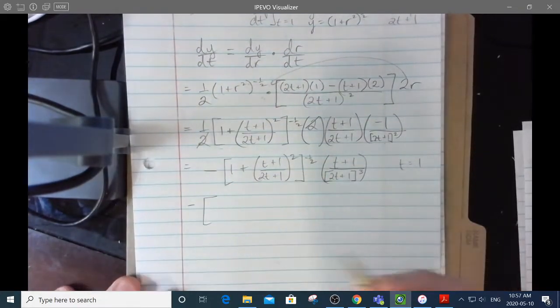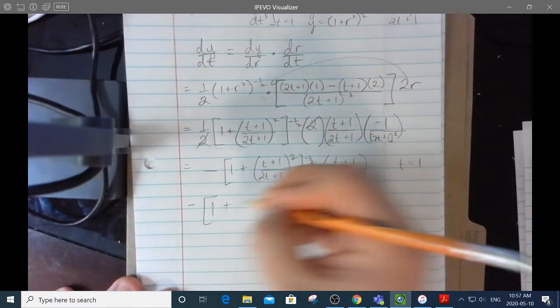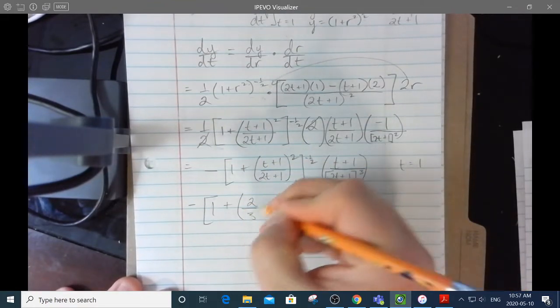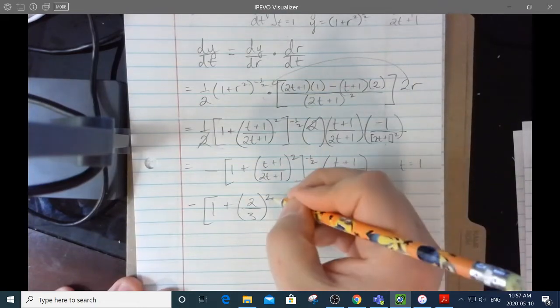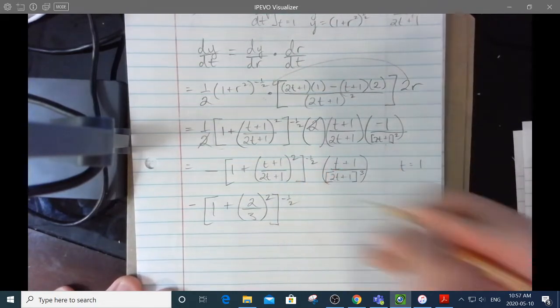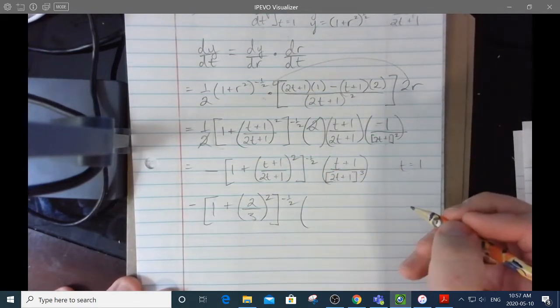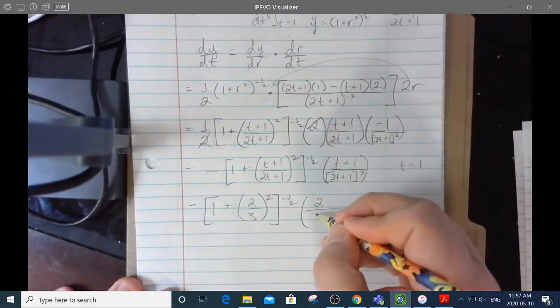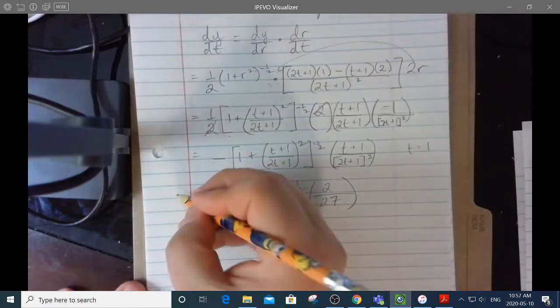So I'm going to go, okay, so that's t is 1, so that's 1 plus 1, which is 2, over 3. And then that whole bracket's being squared, and then this is being taken to the negative 1/2. Then this bracket is going to be 1 plus 1 is 2, and this is 2 plus 1 is 3 cubed, which is 27. And there we go.